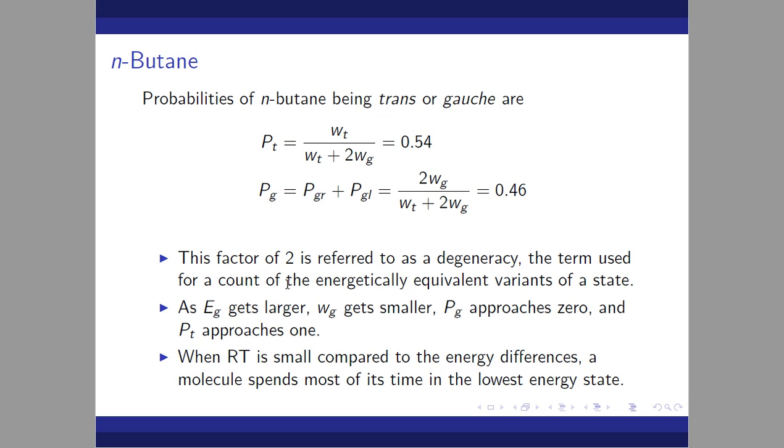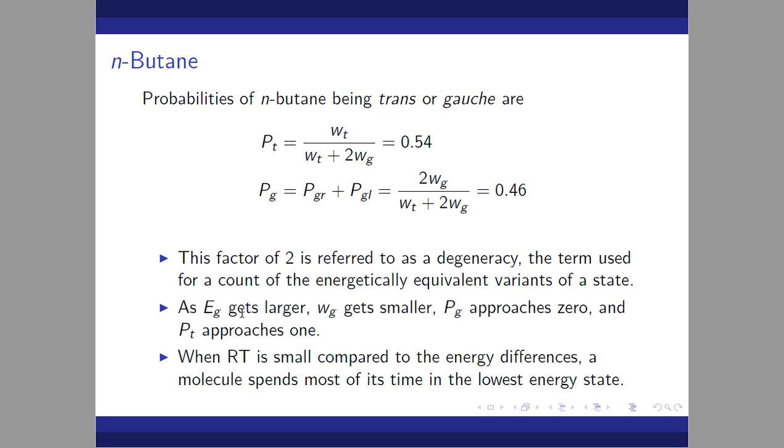This g here is referred to as degeneracy, like in our quantum mechanics. The term is used for a count of the energetically equivalent variants of a state. So as E gauche gets larger, the weight W gauche gets smaller. So P gauche approaches 0 and P trans approaches 1.